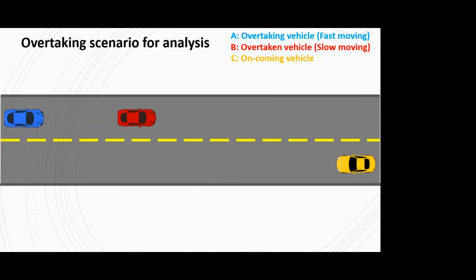So in this, the blue one, I'll name it the A vehicle, is the overtaking vehicle or the fast moving vehicle. The red one, I'll name it the B vehicle, is the overtaken vehicle or the slow moving vehicle. And the yellow one, I'll name it C, is the oncoming vehicle. So if I just start the overtaking operation, it will be something like this.